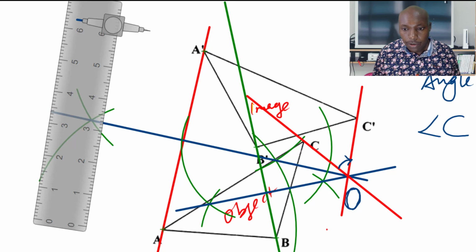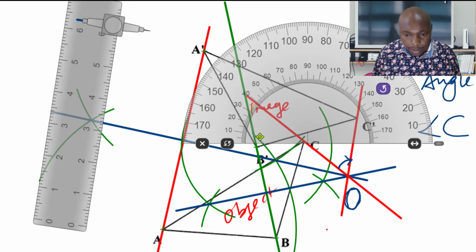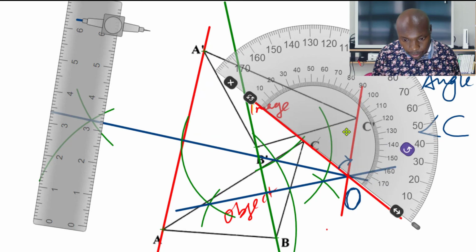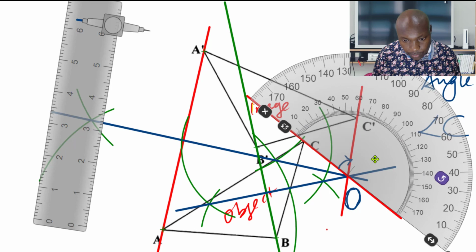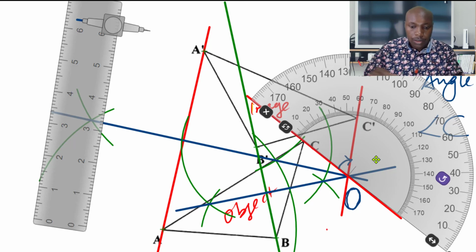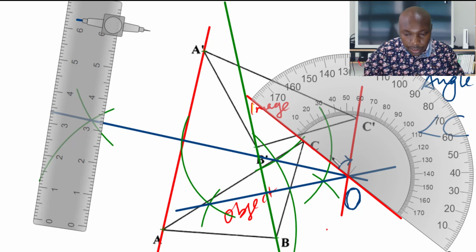And to get that angle, we need to take a protractor and place it like this, and I can see that is 60 degrees. It is 60 degrees. So look at it, that is 60. So this is how you measure the angle.